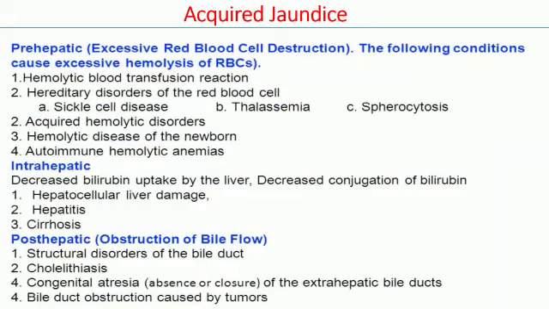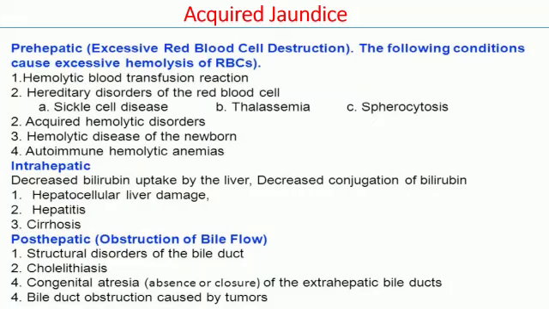Now we come to the acquired jaundice. As you know, it is of three types: prehepatic jaundice or hemolytic jaundice, intrahepatic jaundice, and post-hepatic jaundice. The causes of prehepatic jaundice are hemolytic blood transfusion, sickle cell disease, thalassemia, spherocytosis. It can also be due to hemolytic disease of the newborn and autoimmune hemolytic anemias.